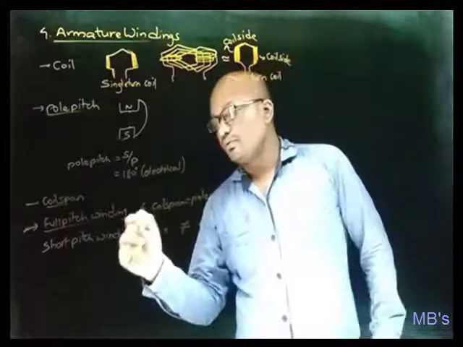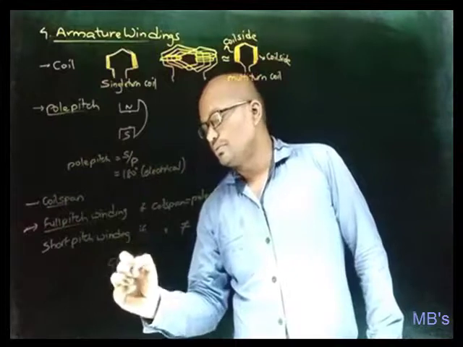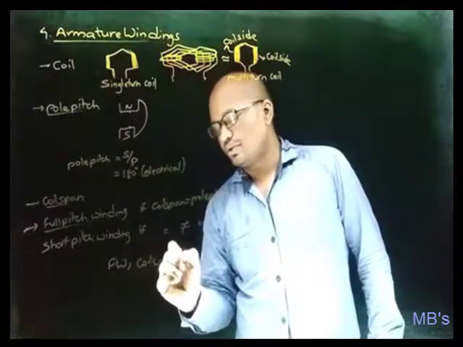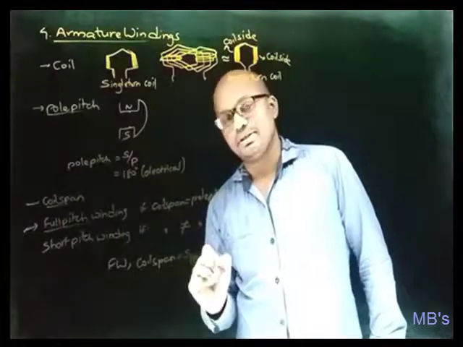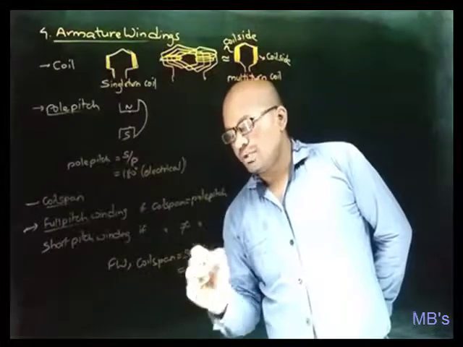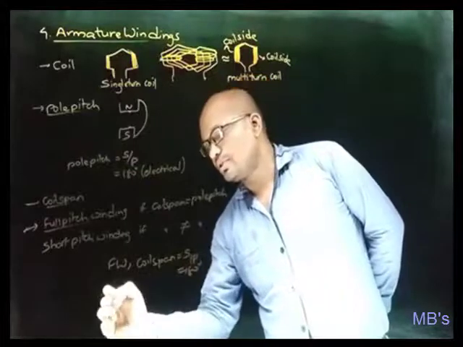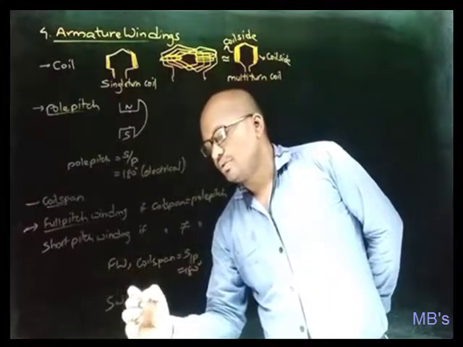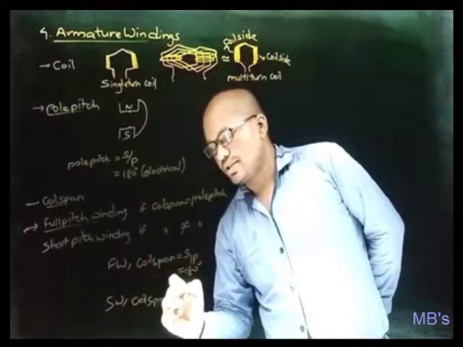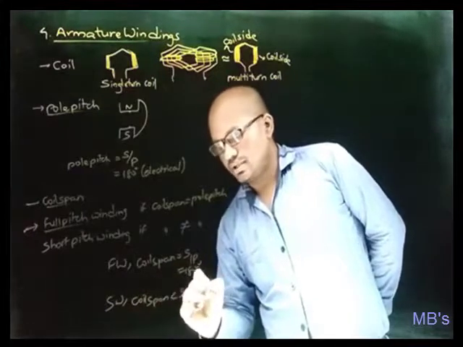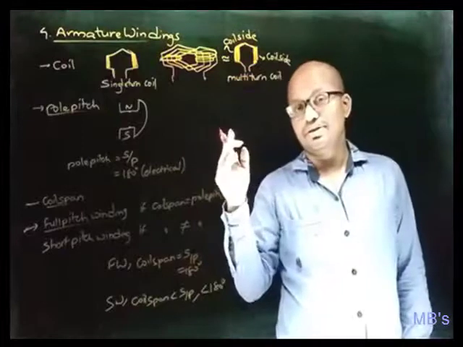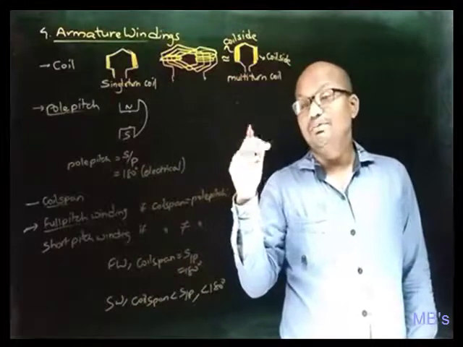So in case of full pitch winding, coil span is equal to S by P, or that is equal to 180 degrees. Whereas for short pitch winding, coil span is less than S by P or less than 180 degrees electrical. Remember that if number of turns increases, the voltage rating can be increased.